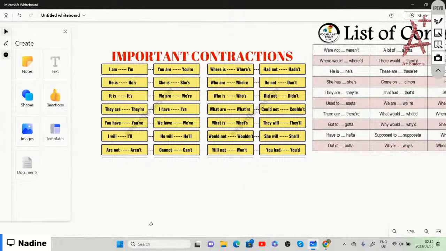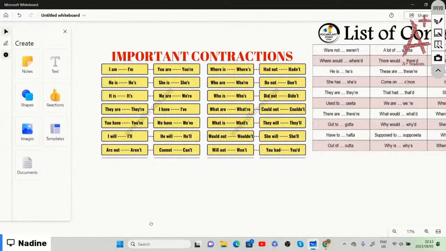Are not, which is aren't. And then we also have you are, which is you're. She is, she's. We are, we're. And then I have, which is I've. And we have, which is we've, right? He will, he'll. Cannot, can't. Where is, where's. Who are, who're.